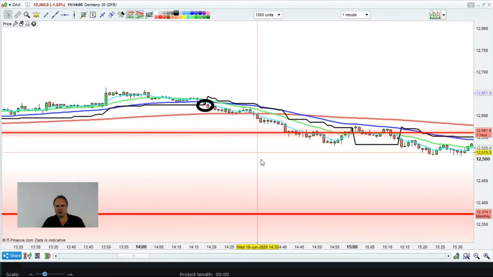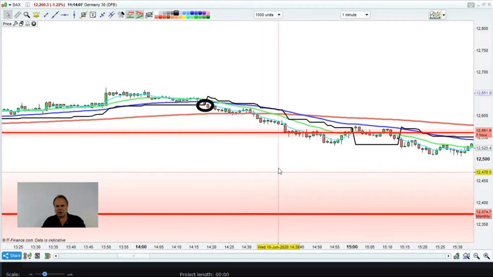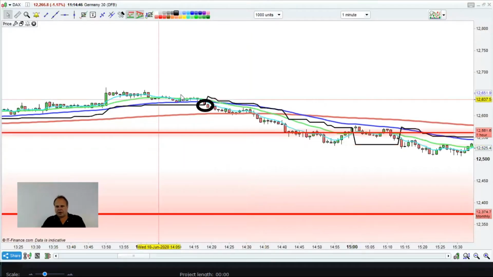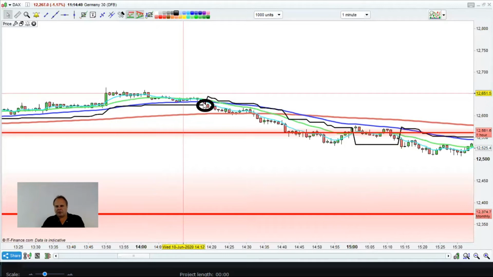12,625. If I go back to the alert that I sent out: sell the DAX, 12,625, stop 12,644. So 19 pips of risk, but the reward was so much bigger this time round, because we're selling from a higher level. And again, if the price had lifted, here is where the stop was, just there.